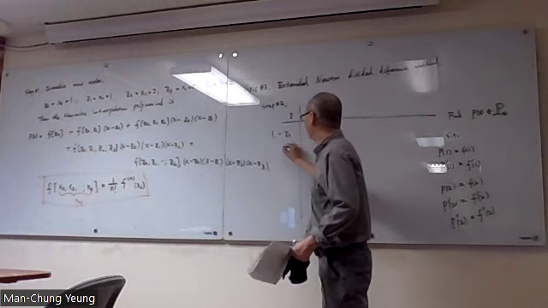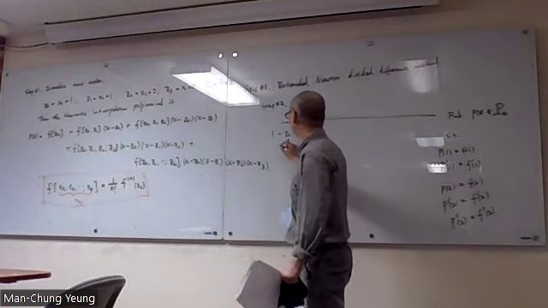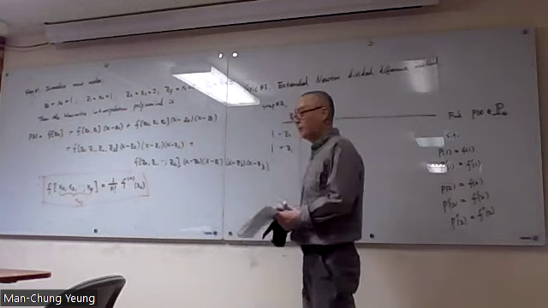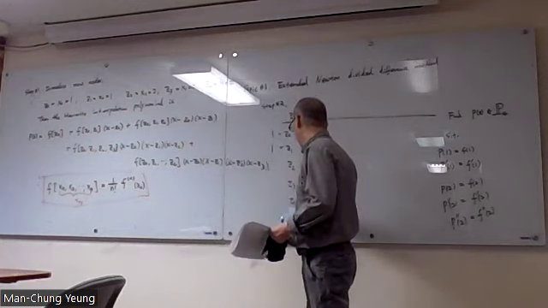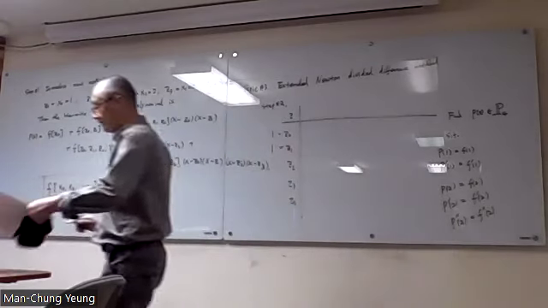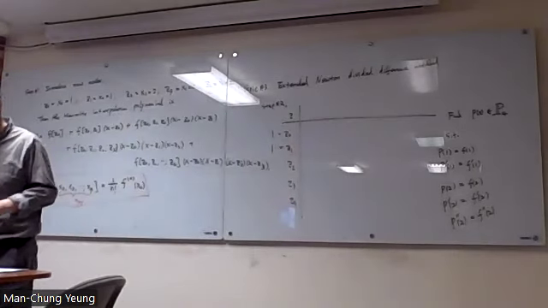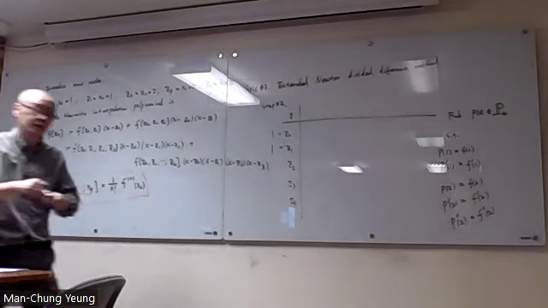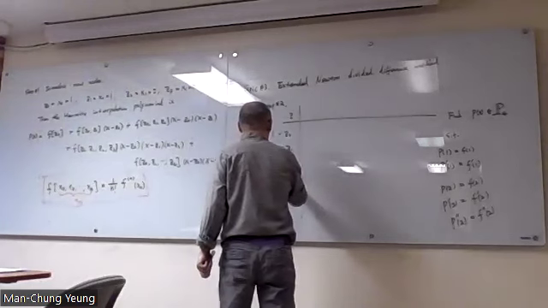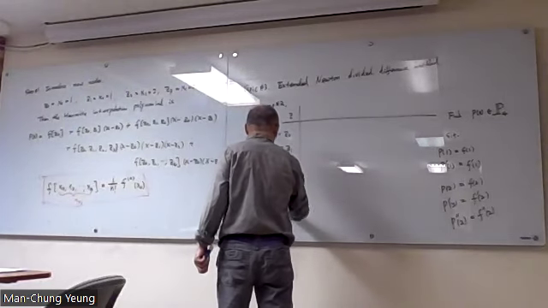C1. What is C1? 1. C2. C3. C4. 4. Yes, C4. So this is C2, number 2. Yeah, so this is 2. Okay.